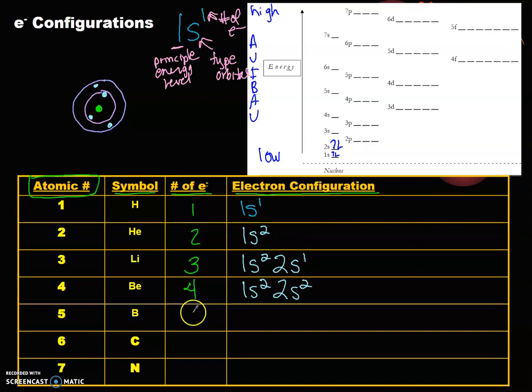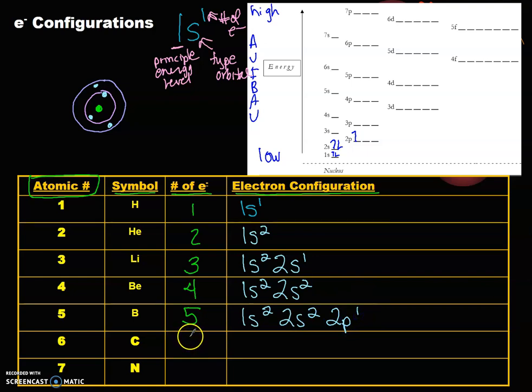Element number 5, boron, has 5 electrons. So what I do is I go over to my Aufbau diagram. I put the first electron in 1s, second electron in 1s, third electron in 2s, fourth electron in 2s. Now these 2 layers are full. So what do I do? I go to the next available and I put it in the 2p. And I write exactly what I filled in. In the 1s orbital, there are 2. In the 2s orbital, there are 2. And in the 2p orbital, there is 1.